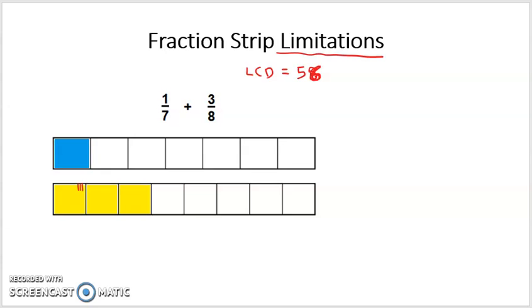Anyways, this is a useful model. I want you to know how to model addition of fractions with like and unlike denominators with fraction strips.